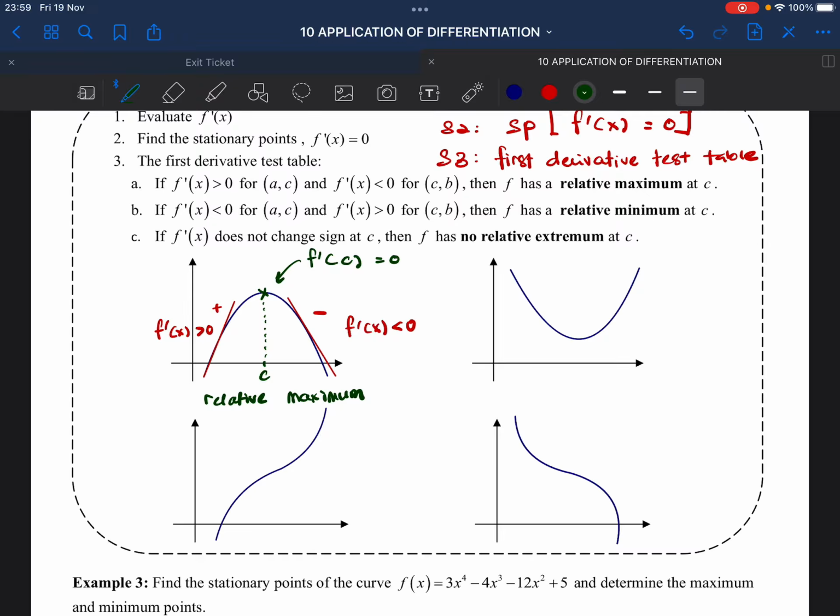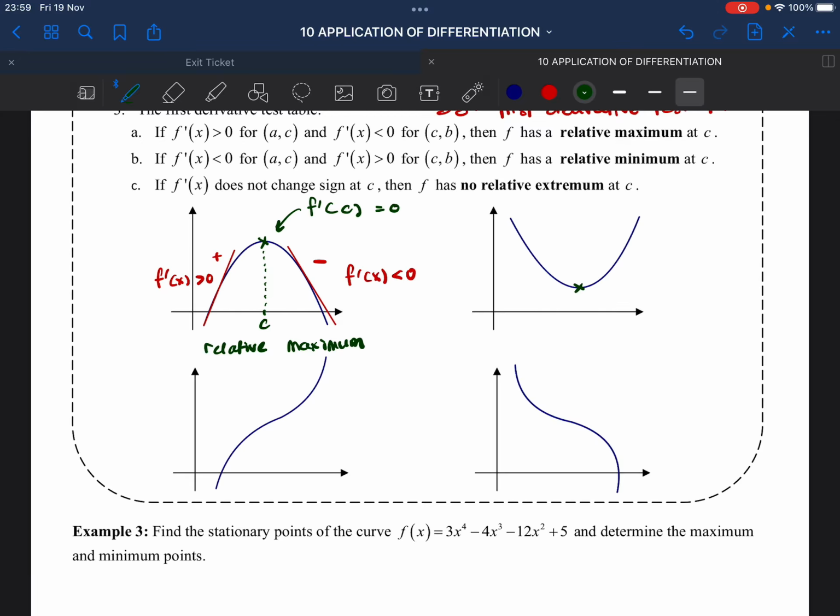The same thing works here. Let's say this is our C, and here we have the gradient. The gradient is f prime x, you know that. So f prime x here is less than 0, it goes down to here. And here our f prime x is greater than 0. So that's going to be our relative minimum.